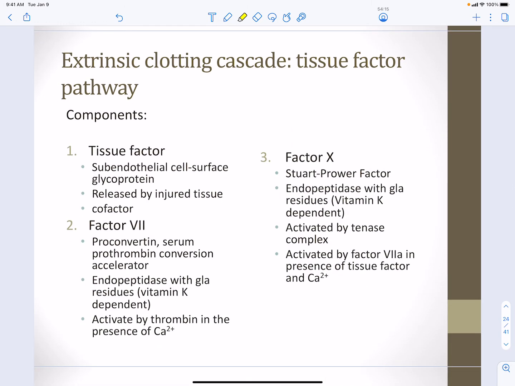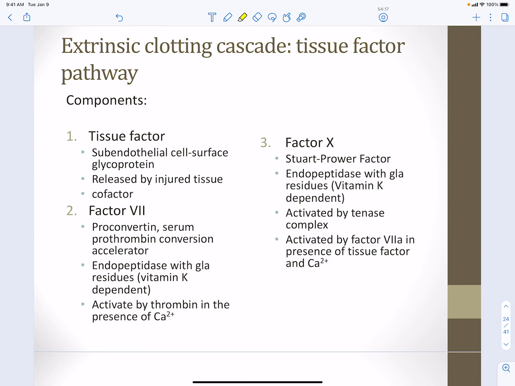Okay, so now let's talk about the extrinsic clotting cascade. Your extrinsic clotting cascade is going to involve that tissue factor that I mentioned very briefly. Tissue factor is a glycoprotein on the subendothelial cell surface that gets exposed and released, typically when you have some sort of damage or injury. So that's why it's extrinsic, because it's something causing a damage.